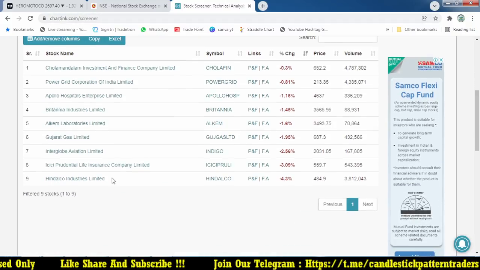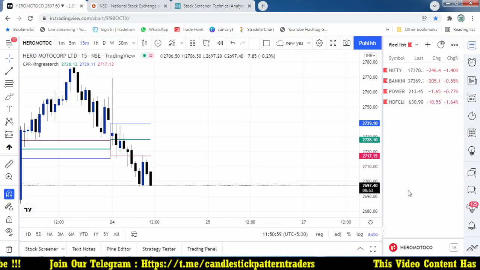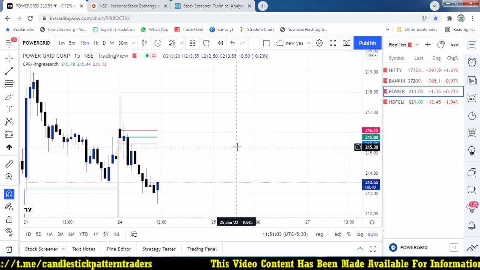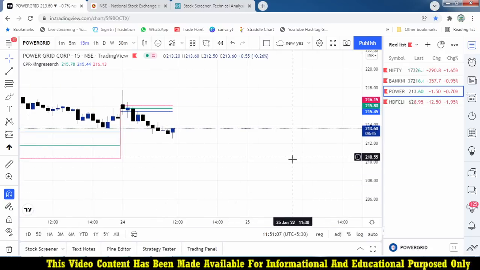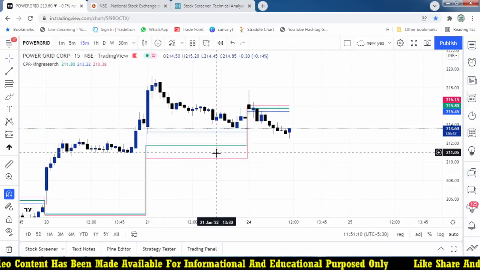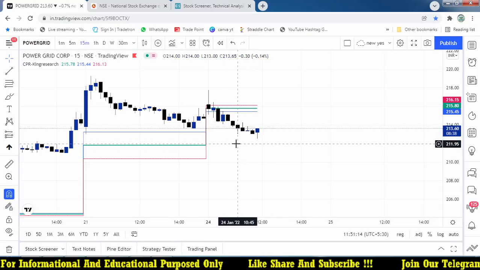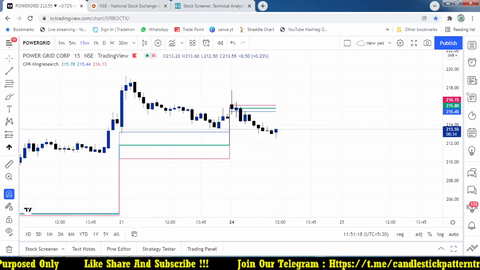So what is the meaning? We have exactly found the stocks which are going to reverse. Just wait. Power Grid I have been watching since the morning. Just look at the Power Grid. It started earlier, it was going down, but now it is forming such a kind of candle, and maybe around 12 o'clock a reversal is possible on the stock. It's a live market, I'm recording this.